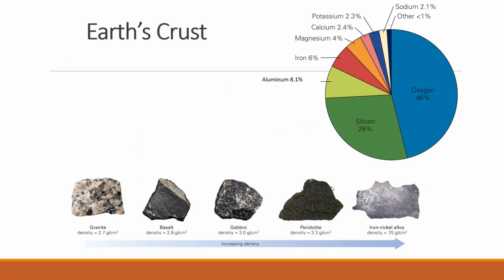The final layer is Earth's crust. So Earth's crust is the most variable layer. This is all the stuff that doesn't fit somewhere else.